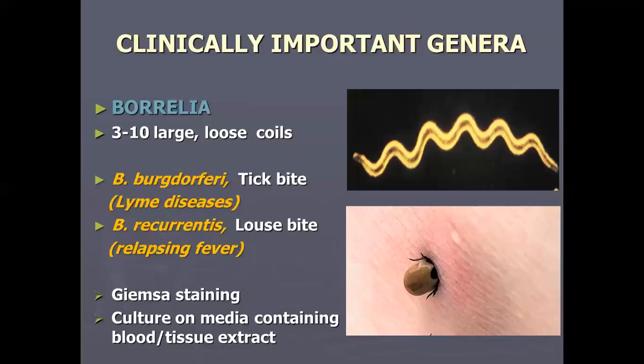These organisms are not normally grown on laboratory culture media. If we attempt that, they need some of the complex composition of the media. They need blood to grow, they need some tissue extract to grow. So we need a specialized kind of media for the culture of these microorganisms.